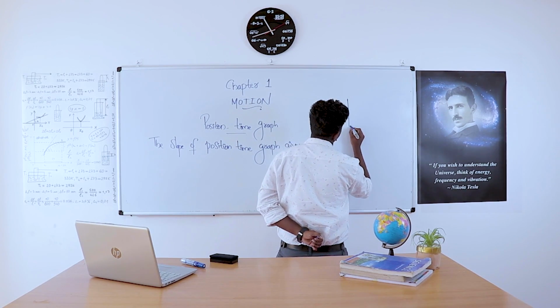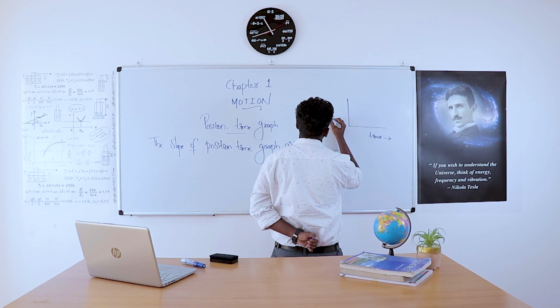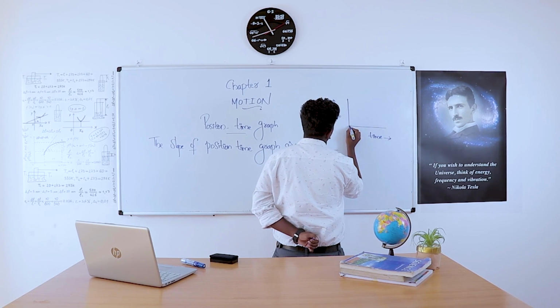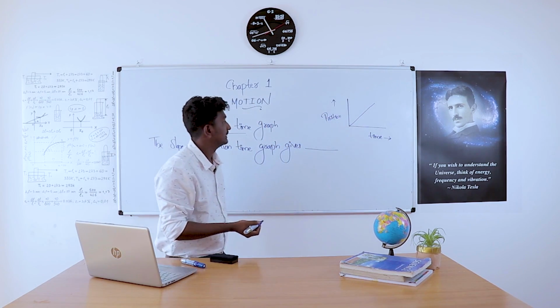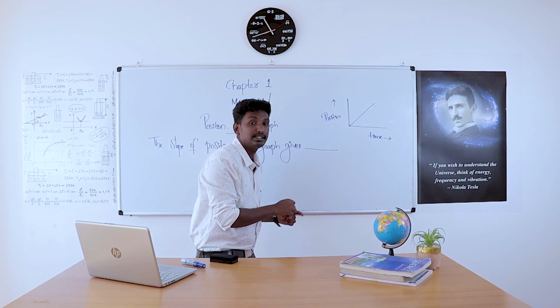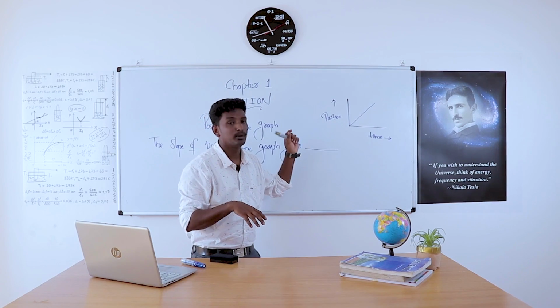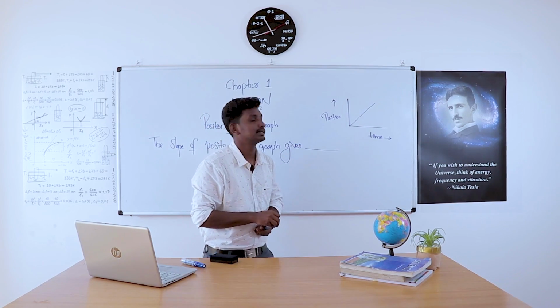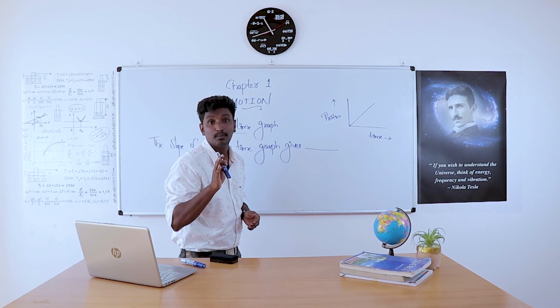I am considering a position time graph, time along x-axis and position along y-axis. I am just taking the graph, the straight line starting from origin. Now we have to find the slope of the graph. You already know how to find the slope in your mathematics chapter, where you study how to find the slope of a line.